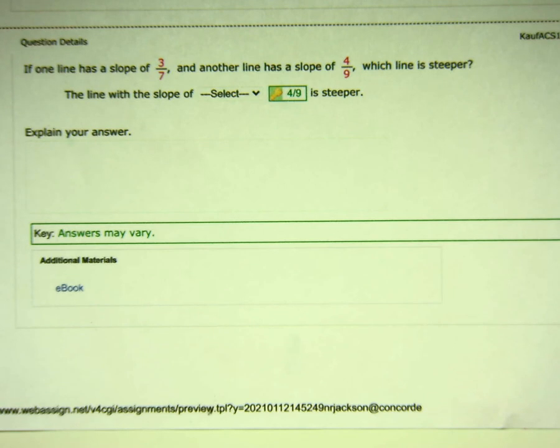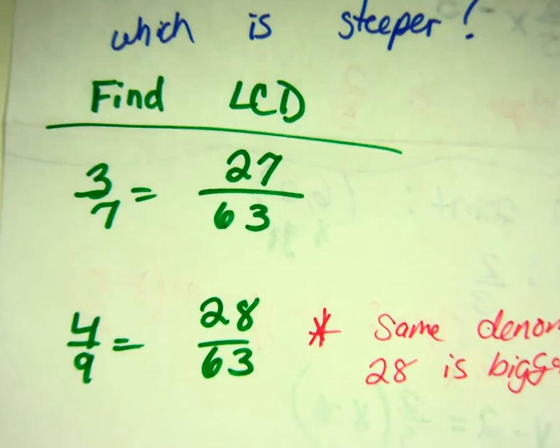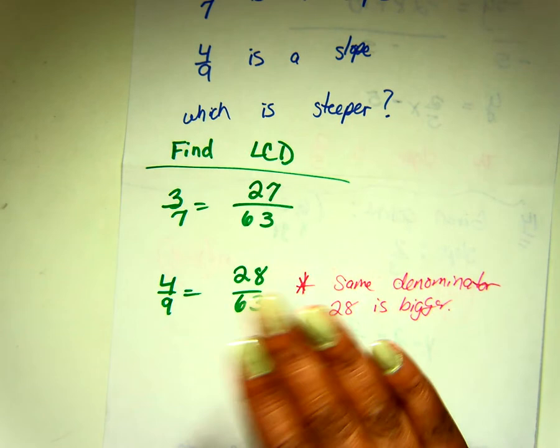So before we go into that, let's understand what steep means. It's just like how steep stairs or mountains are. So it'll be more of a vertical line, the steeper it is, and it'll be more of a horizontal line, the flatter it is. So I worked it out on a separate sheet of paper. Let me zoom out so you can see it.